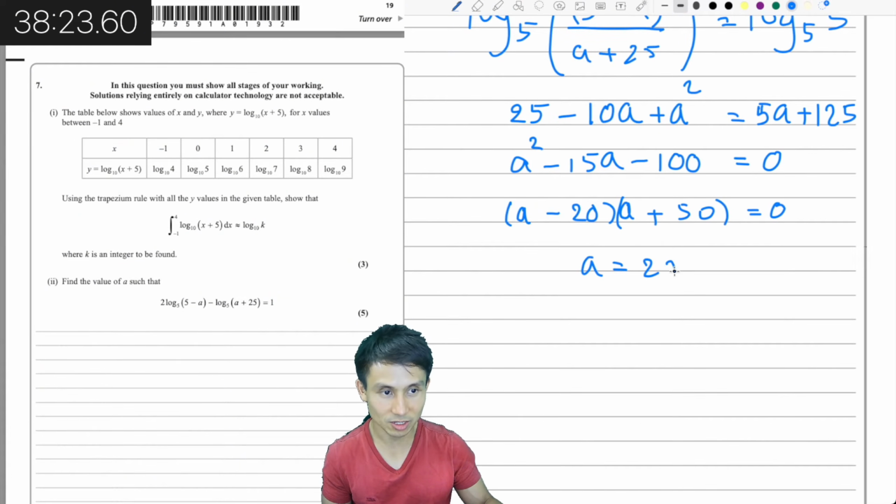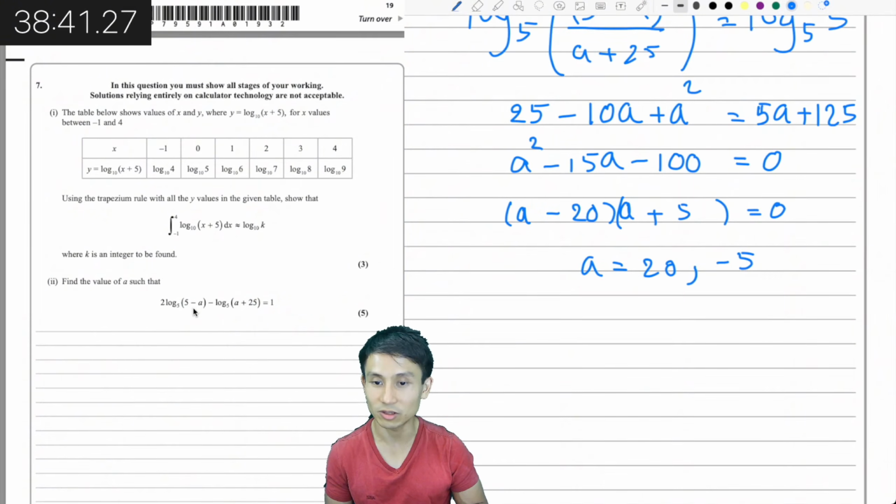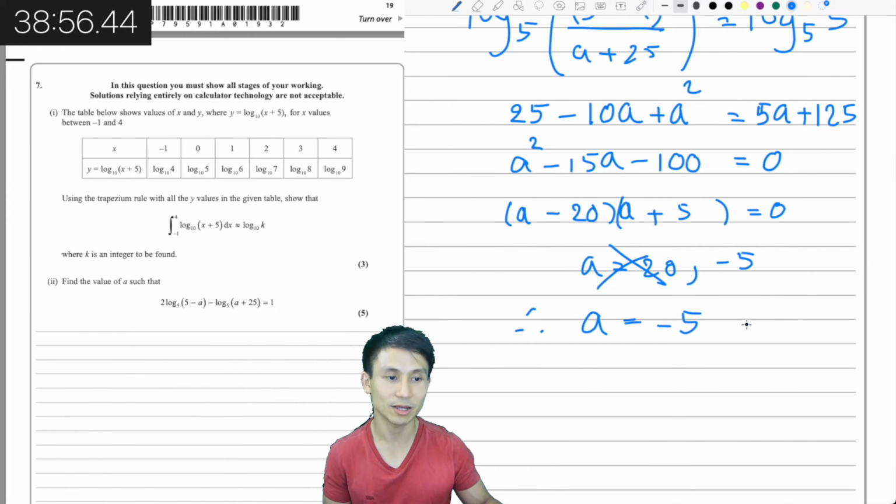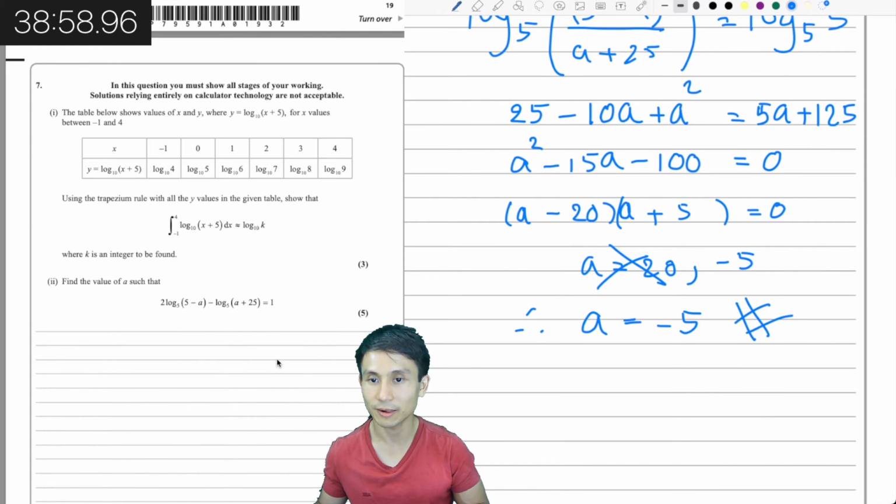All right, so that's it. So a is 20 or, wait, this is 5. Or minus 5. Now, we got to check, right? We can't really be happy with all the values we got here. For example, if you substitute 20 into this brackets, you can see that inside the log is going to give you a negative value. And that is not possible, right? Because log x, okay. So we reject this. So therefore, a is equal to minus 5. Got to be careful there. Okay.